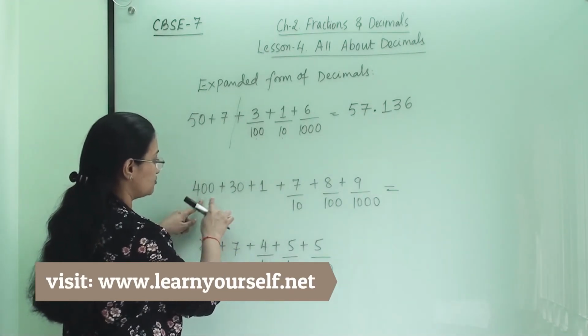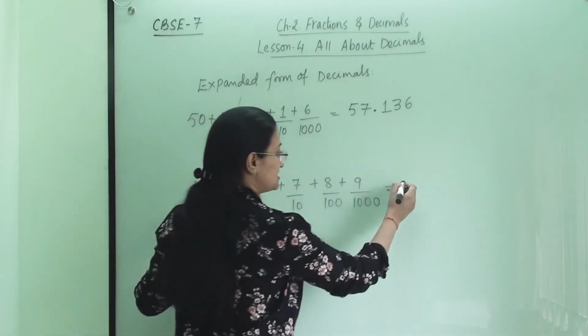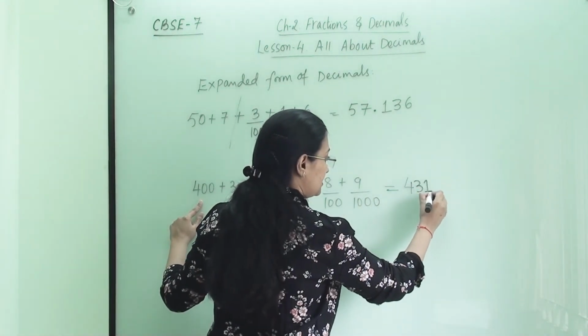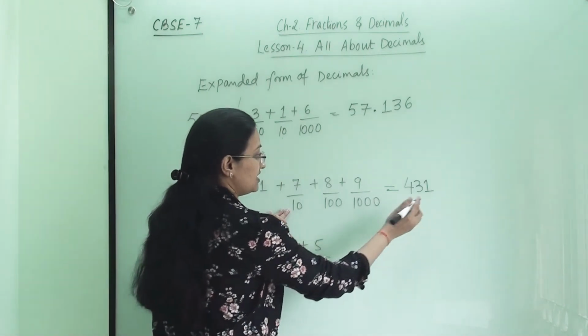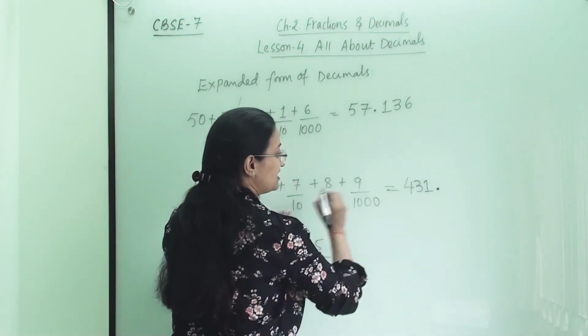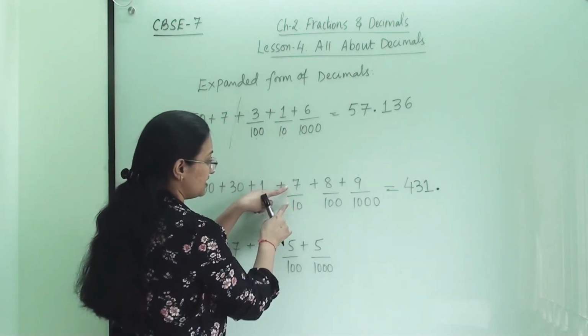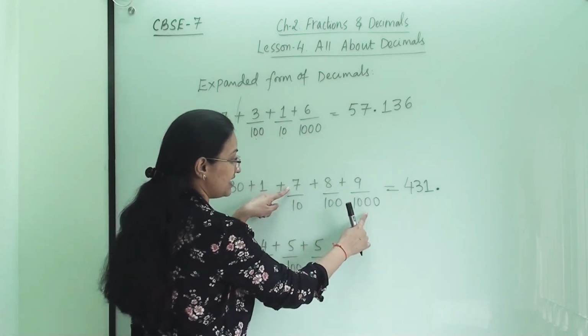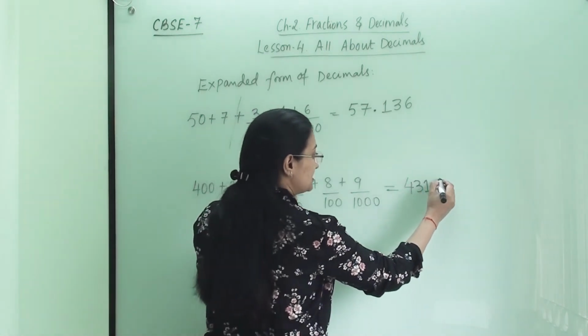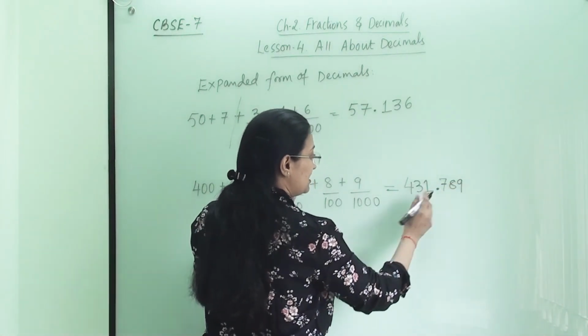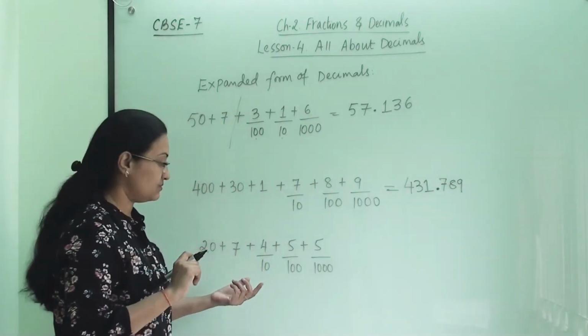The next number is 430 plus 1, so 431 is there. Then the denominators are starting, so we put the decimal point here. Then 10 is there, 100th is there and 1000th is there. So this is in sequence, so we can write 7, 8 and 9. So this is going to be our decimal number.